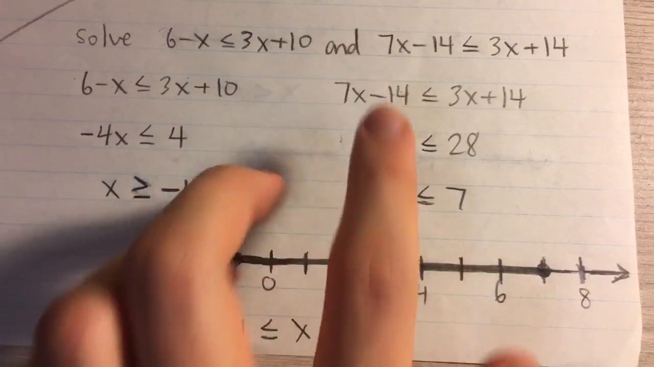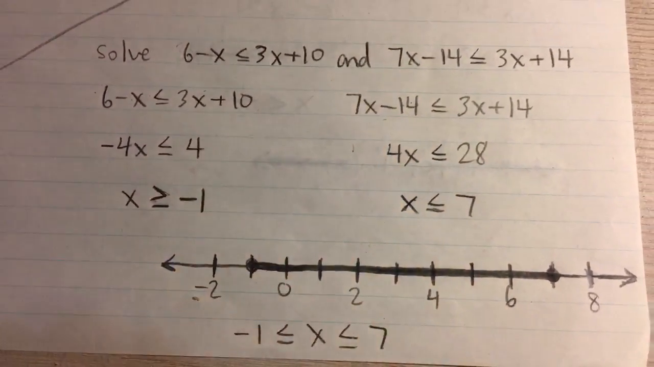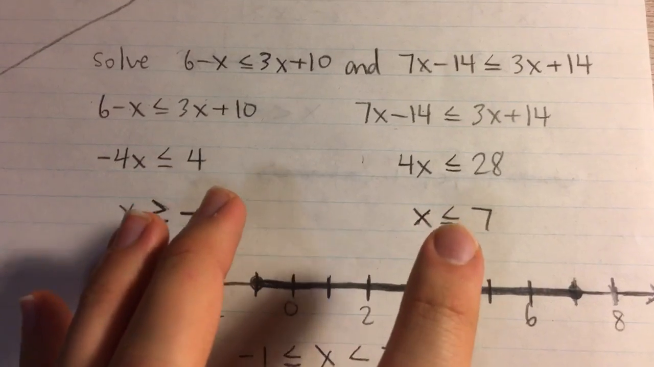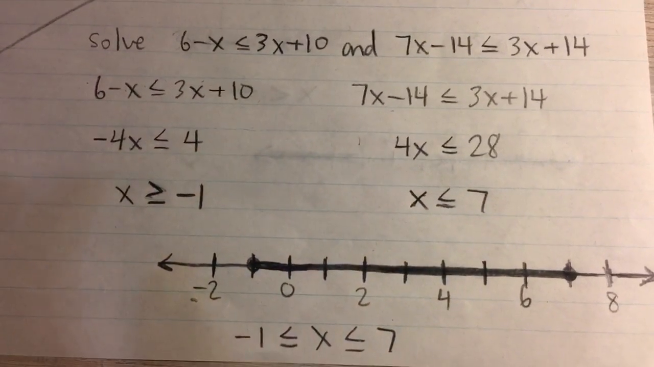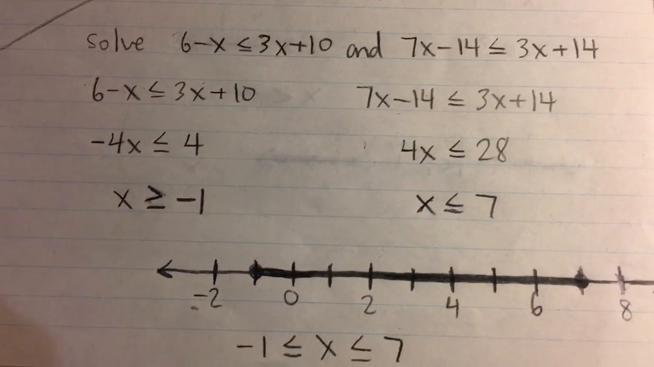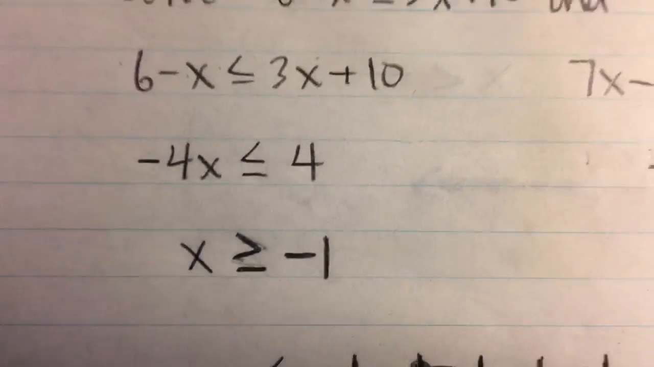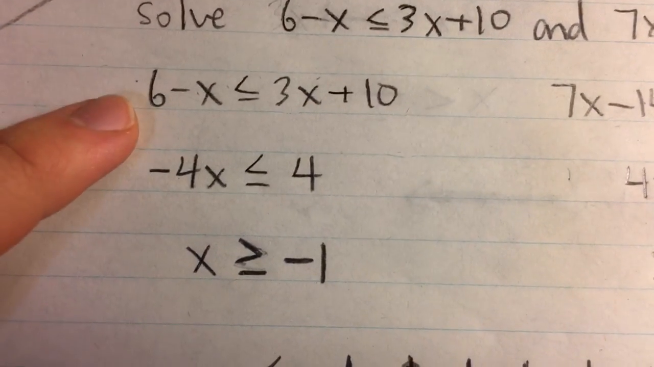Remember, it says and, so both of them must be true. In other words, both of them must be true for it to be a solution of this inequality. And so we're going to solve each individually. So here I have the first one.